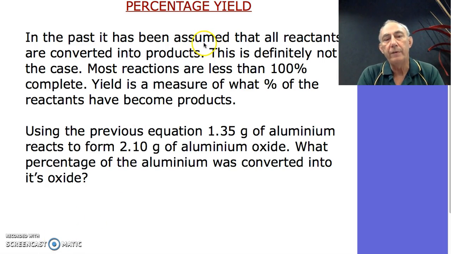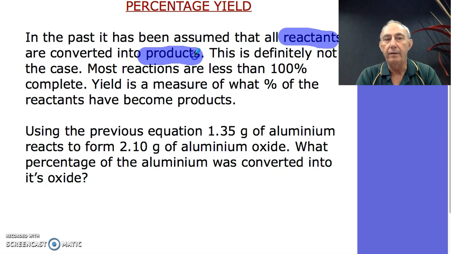The second type of calculation that we're going to look at today is percentage yield. Now, up until this point, we have assumed that all reactants will be converted into products. In most cases, probably 99% of cases, this never occurs. Most reactions are not complete. They don't go with 100% of the reactants turning into products.